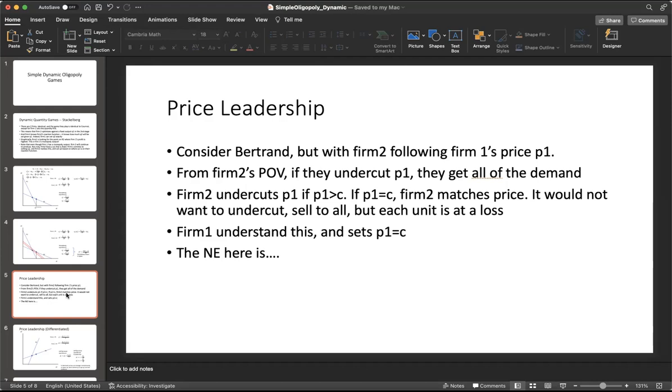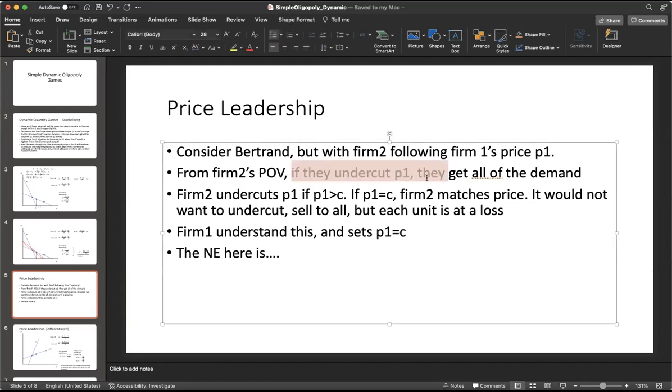Now, from firm 2's point of view, pagpunta nila sa market, kita na nila yung price ni P1. So kita na nila yun with certainty, right? Kasi nag-declare na si leader na yun yung price. So firm 2's point of view is that they can undercut P1. Okay? So what happens again if they undercut under the Bertrand? What happens when firm 2 undercuts? What will firm 2 get and what will firm 1 get?